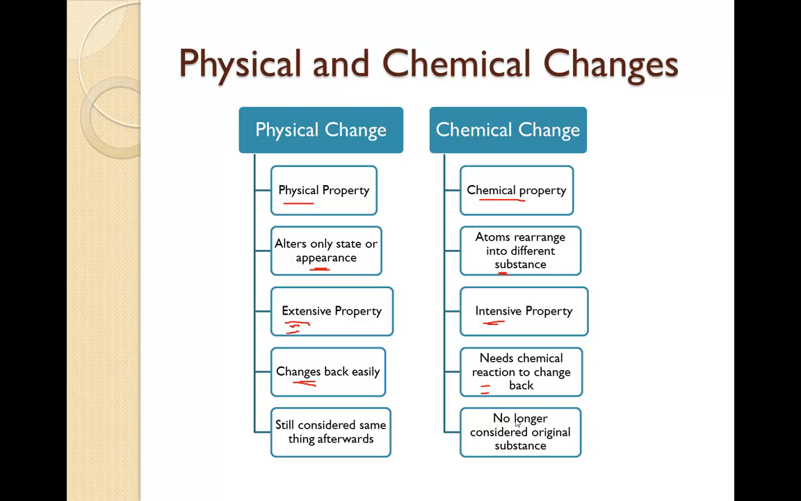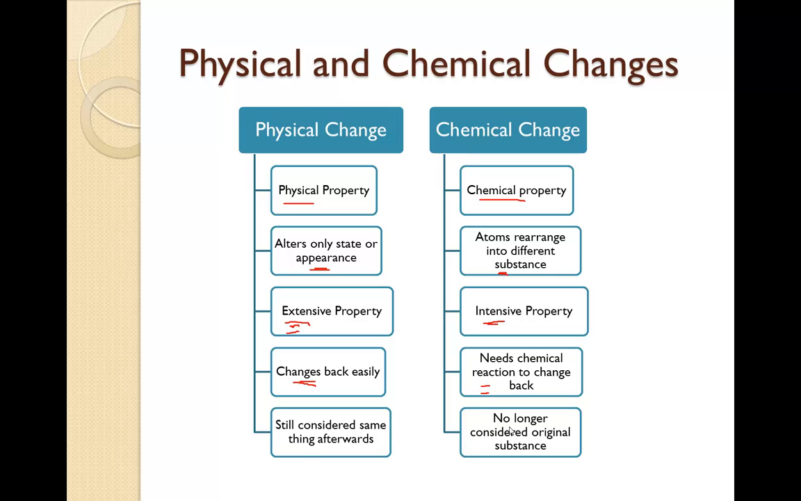The bottom line is, when you're trying to decide between a physical change and a chemical change, you have to ask yourself, is it still considered the same thing when you're done? And can you easily undo it? If it's considered the same thing afterwards, for instance, if you rip a piece of paper, it's still considered paper, just smaller pieces. Therefore, that's a physical change. However, if you take that piece of paper and you set it on fire, then suddenly you're creating ash. Well, that's no longer considered paper, so therefore that's a chemical change. So you have to ask, can you change it back easily, or is it still considered the same thing afterwards?